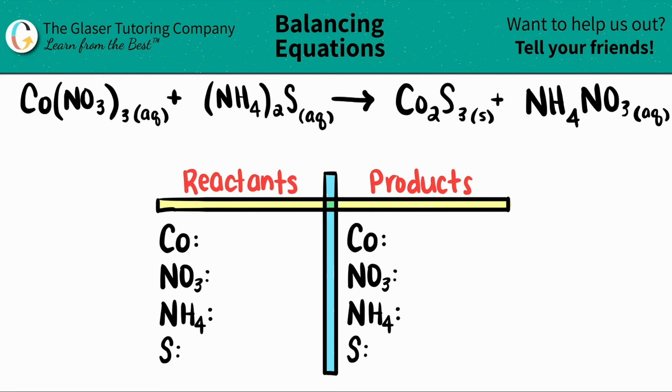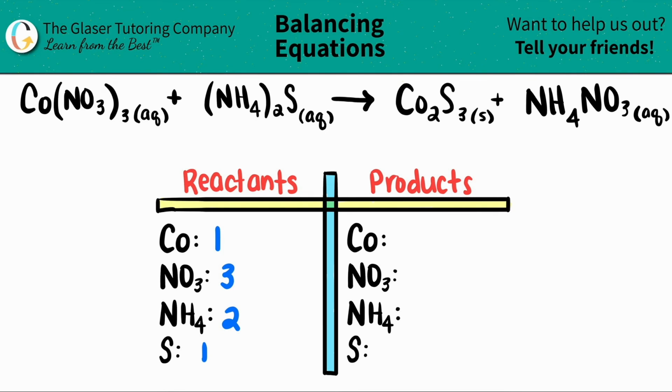So let's start from the left-hand side. For cobalt, I just have one of them. There was no subscript here, so I have one cobalt. But for the entire nitrate, NO3, I have 3 whole nitrates. Moving over to NH4, the ammonium, the 4 is included in the ammonium, but I have 2 of these, so I have 2 total ammoniums. And for the sulfur, there was no subscript, so that means there's a 1. So we're good with that.